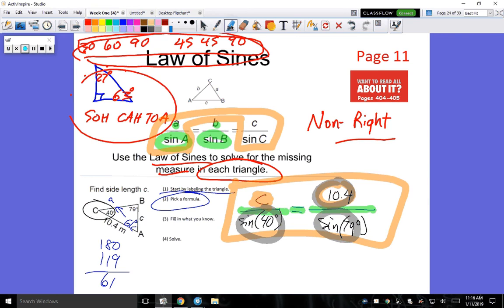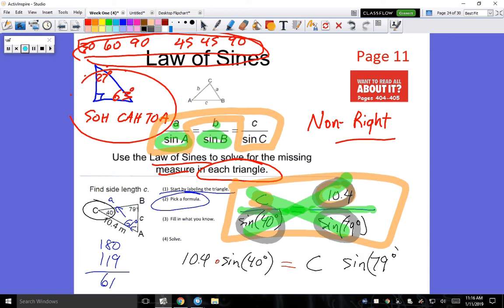Let's cross multiply. We're going to cross multiply these two and those two. Here we go. Notice how I write it. 10.4 times the sine of 40 degrees. There's multiplication right here. Equals C times the sine of 79. There's multiplication here. What's the next step if we do it this way?